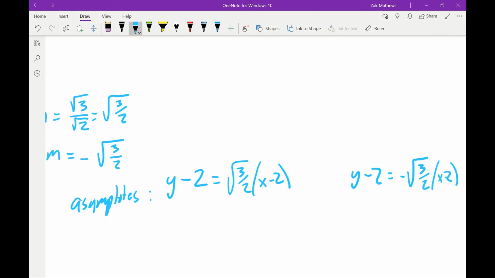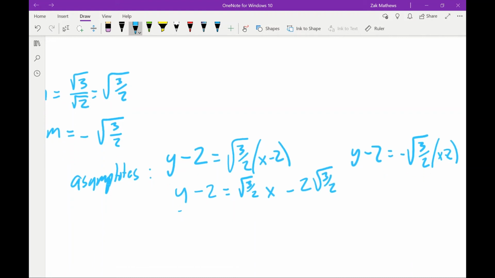And so we'd have y minus 2 equals the square root of 3 over 2 x minus 2 square root of 3 over 2. If we were to rationalize, that would clean up a little bit, but it's not going to be a ton because they're never going to be like terms. So we get y is equal to square root of 3 over 2 x minus 2 square root of 3 over 2 minus 2. Let me just show you what it would look like rationalized real quick.